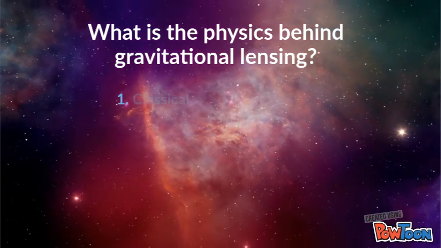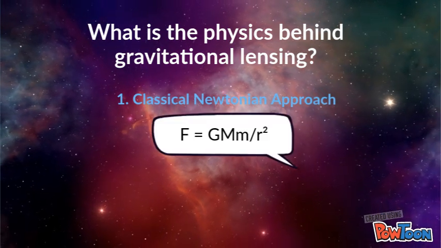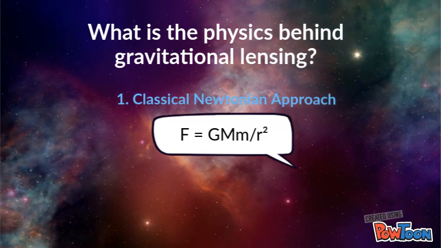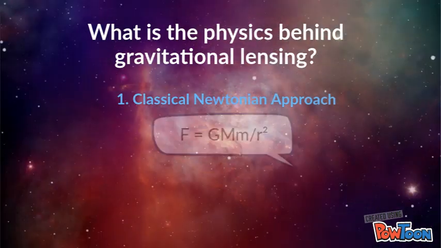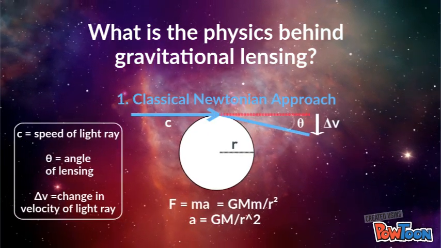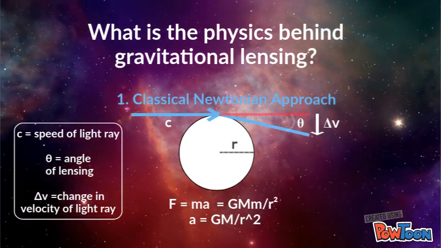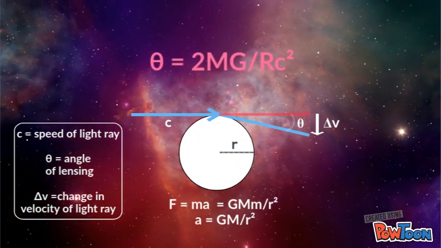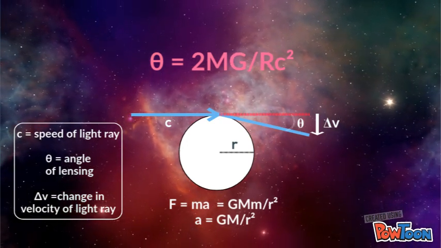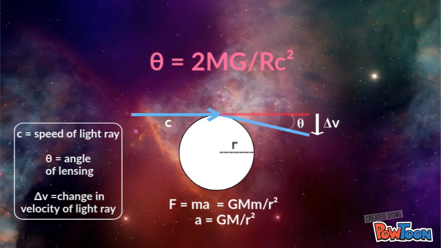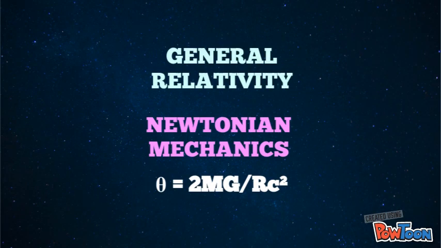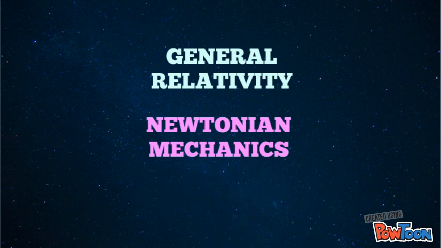If one applied Newton's law of gravitation, which states that the force between 2-point masses is directly proportional to the product of their masses and inversely proportional to the square of the distance between them, we would be able to set up a diagram that would allow us to calculate the angle of lensing. The angle at which the source is distorted turns out to be 2 times the mass of the gravitational lens multiplied by the gravitational constant divided by the distance between the lens and the source multiplied by the speed of light squared. However, as was experimentally discovered and predicted by Einstein's theory of general relativity, this result turned out to be wrong by a factor of 2.